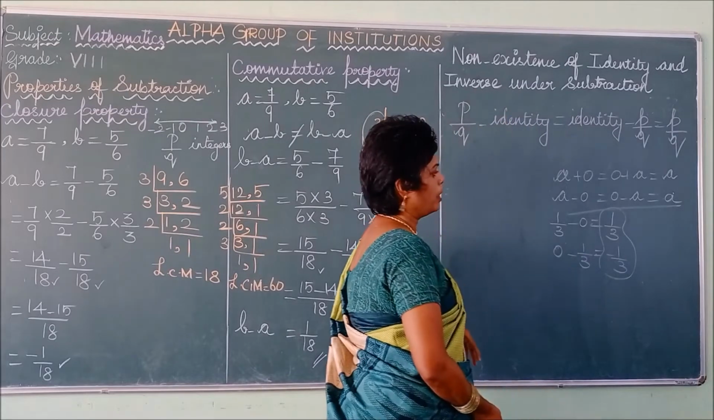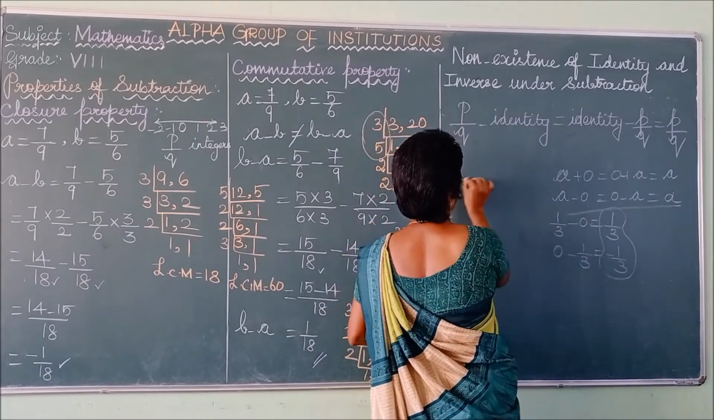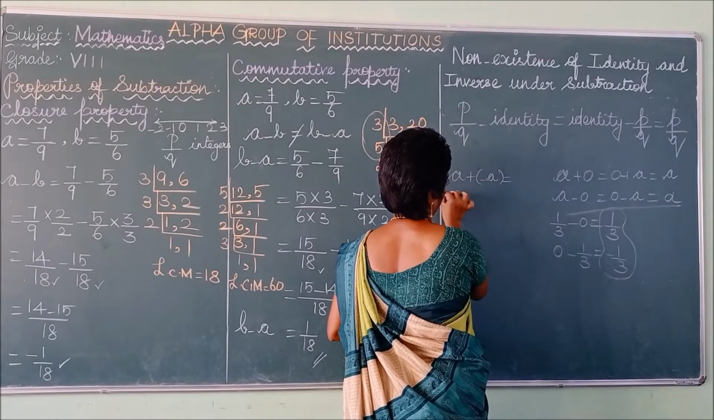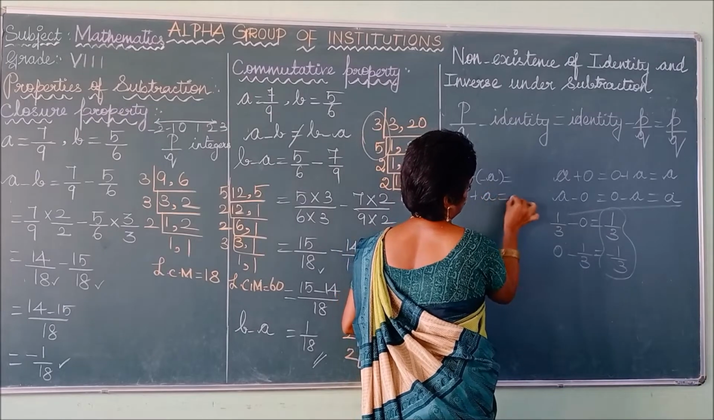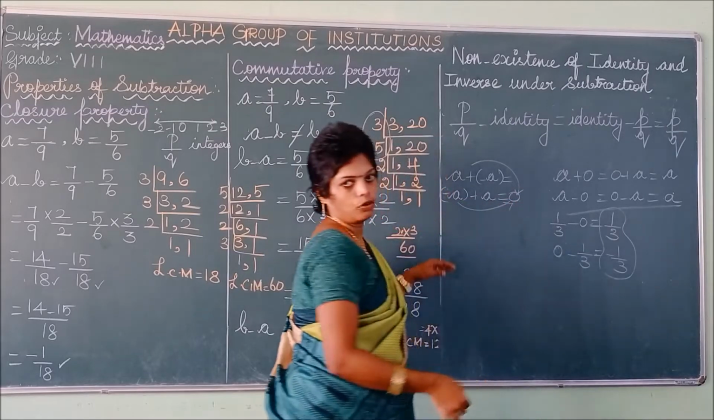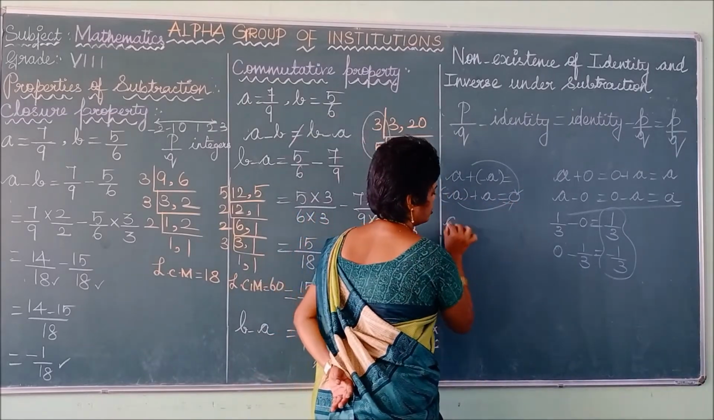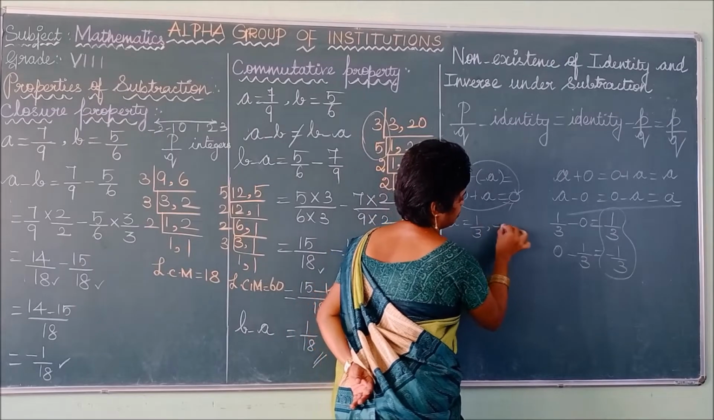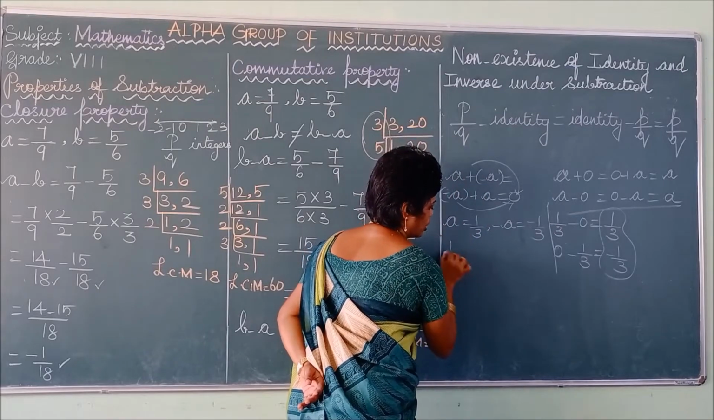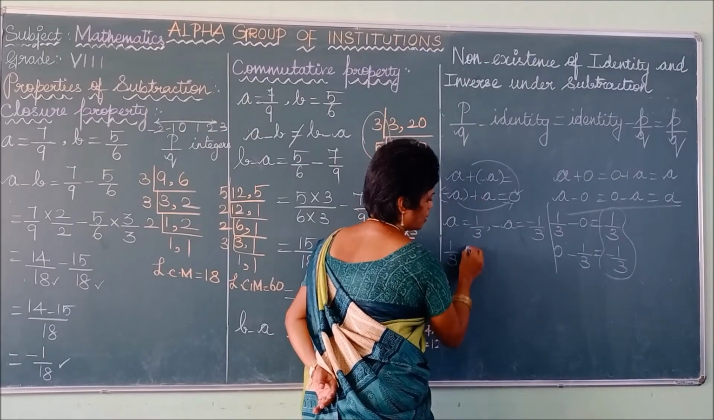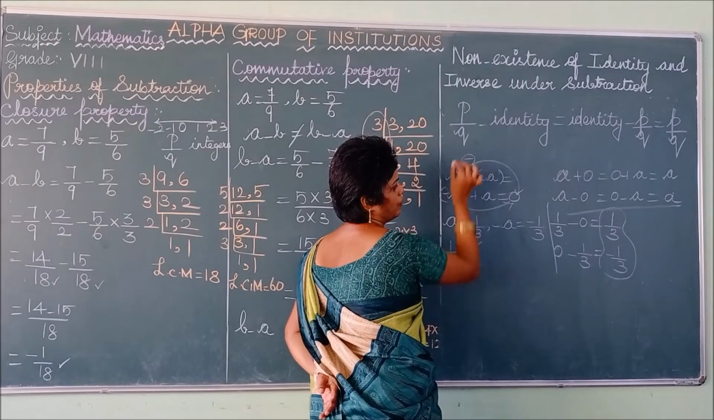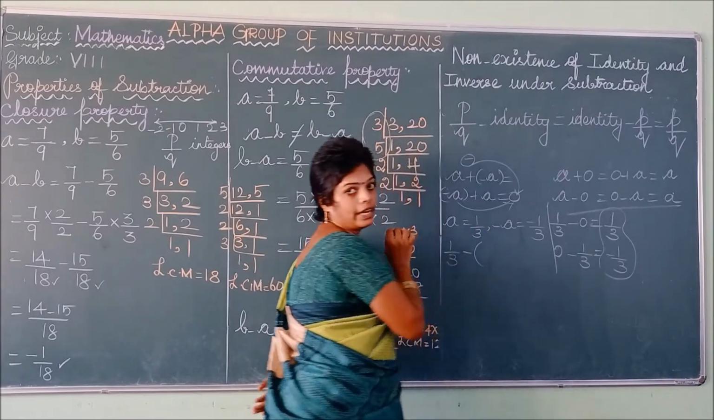Then we check the inverse property. What is the inverse? a plus minus a, which is equal to minus a plus a, which is equal to 0. a plus minus a is 0, and minus a plus a is also 0. Now check with the result: a is 1 by 3 and minus a is minus 1 by 3. Here this is for addition. Now we are checking for subtraction only. For subtraction you have to put the negative sign.